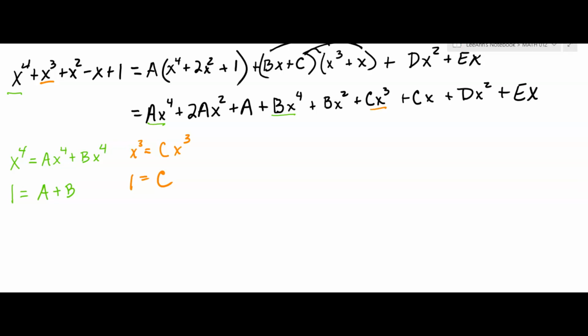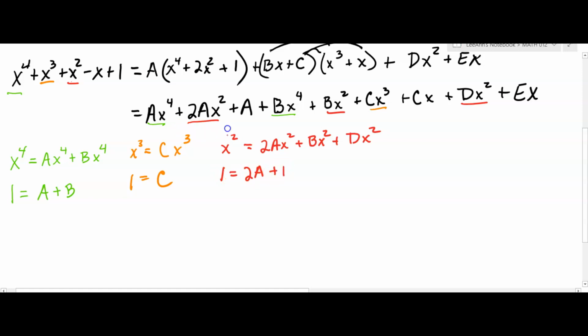Let's take red. I'm running out of colors here. So I have an x squared. And then how many x squared terms do I have? I have a 2ax squared. I have a bx squared. And I have a dx squared. All right, so that's what I have. So 1 equals 2a plus b plus d.